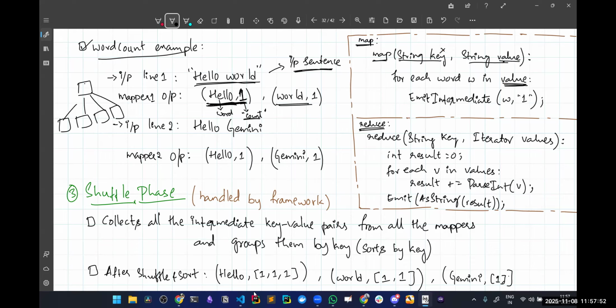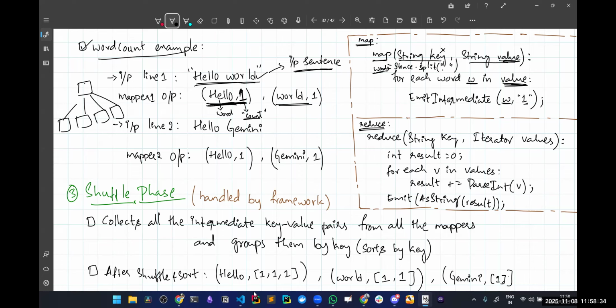So we are taking the value: for each word w in value. There is a split operation that happens here, sentence dot split, based on a space, and we will get words here. From these words, from the value, we can get each word and emit word comma 1.